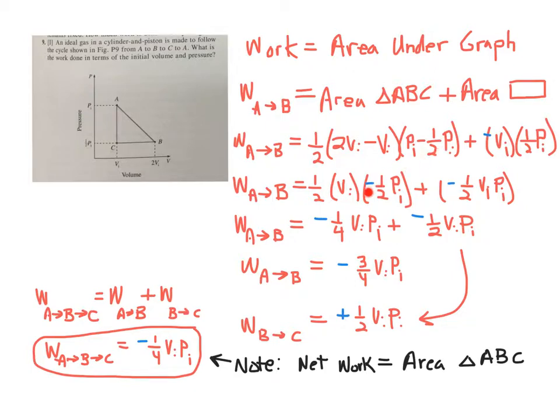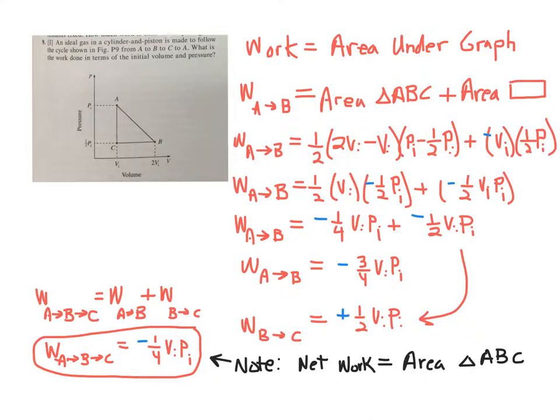I just magically threw the negative in there, even though it doesn't come out negative, because the work is technically negative as the gas expands. Something's got to be negative, so I threw the negative in with the p sub I. That's a little bit of hand waving, but it's negative work. The gas expands, by definition, it does negative work, and the net result is the area of that triangle is negative 1/4 v sub I p sub I.